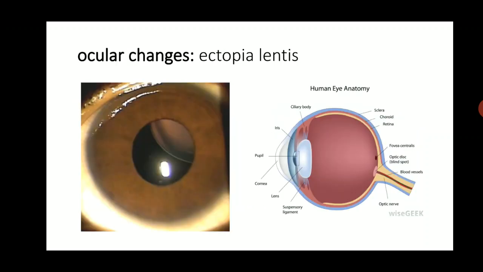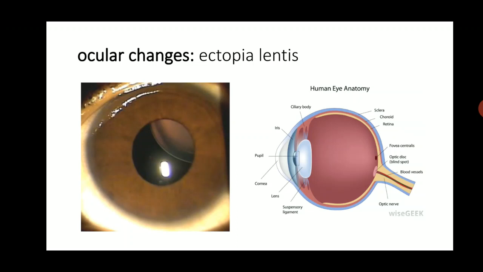A very characteristic change occurs in the eye of these patients, which is known as ectopia lentis. Ectopia means the lens is at a different location than normal. If you look at the left side picture, you can see that the lens is displaced from its normal location towards upwards and outwards.